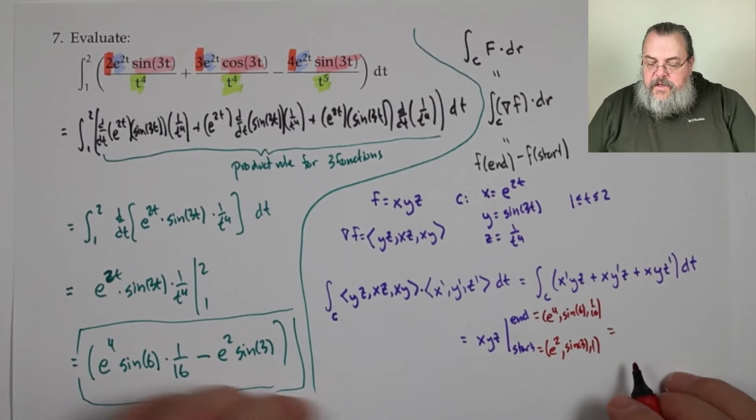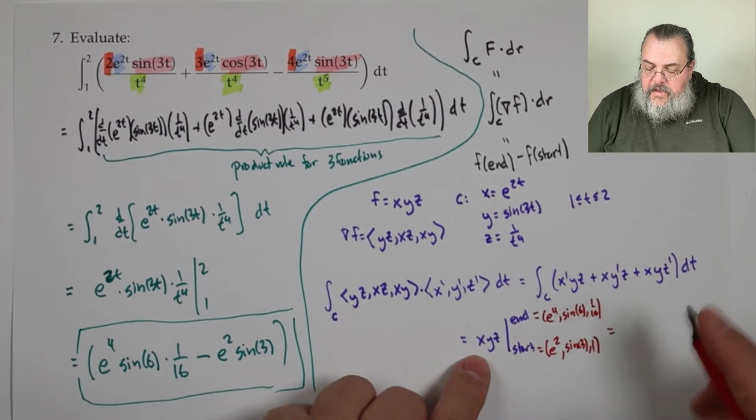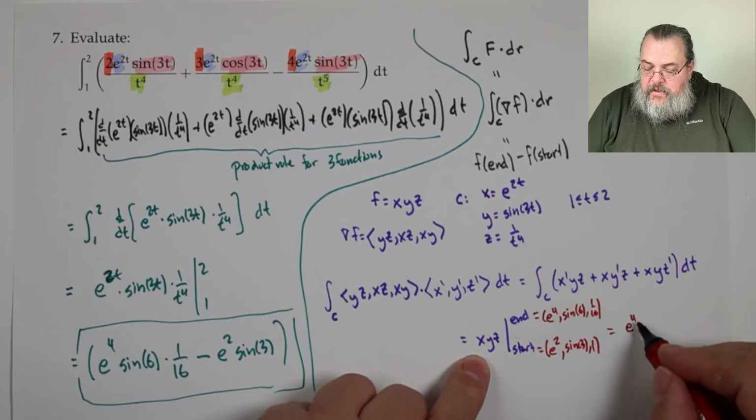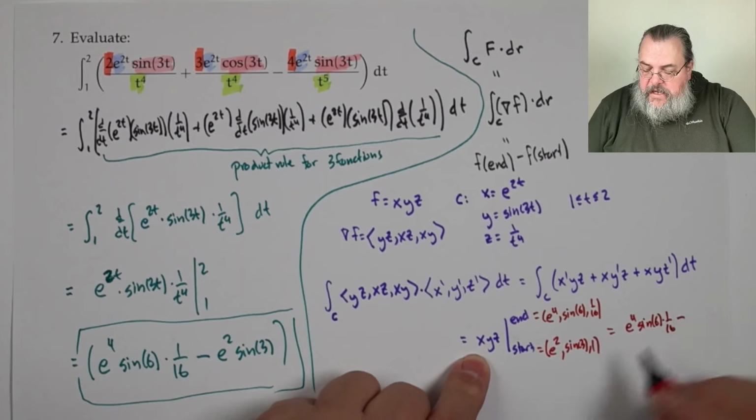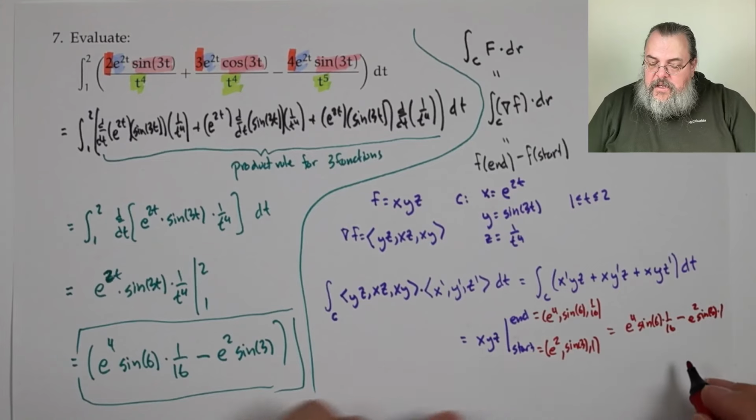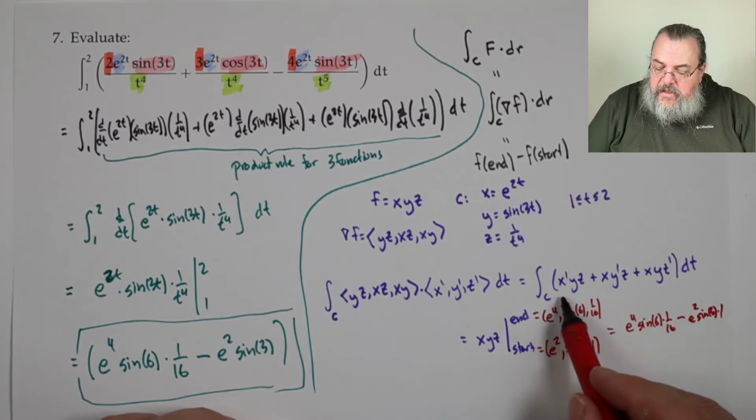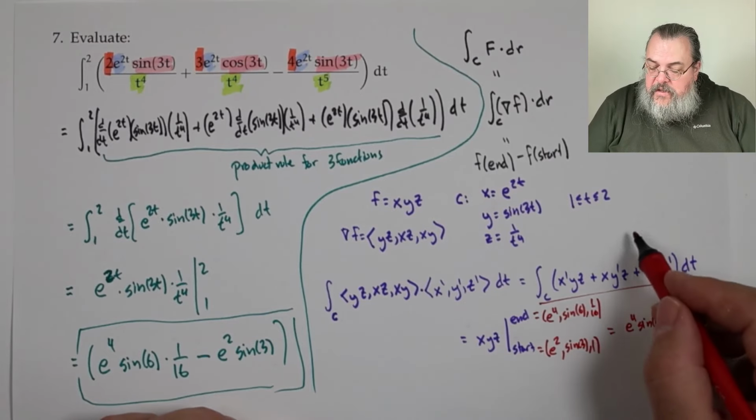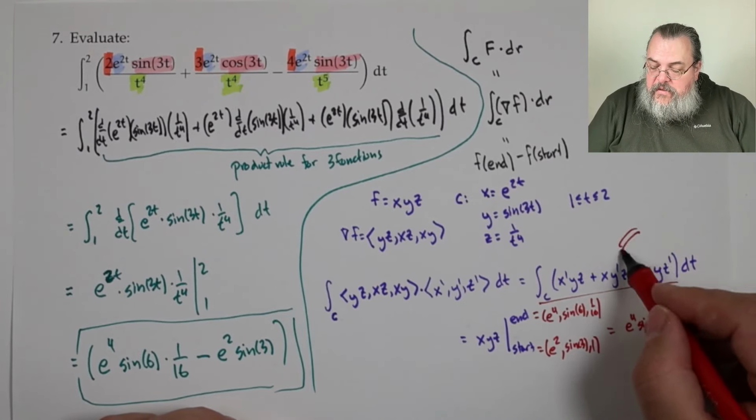And so when you plug this in, you take xyz, so that's e to the 4th, sine of 6, 1 over 16, subtract, plug in xyz, e squared, sine of 3, 1. And then the only other thing to check is that, hey, this part right here, this is the integral we were given.